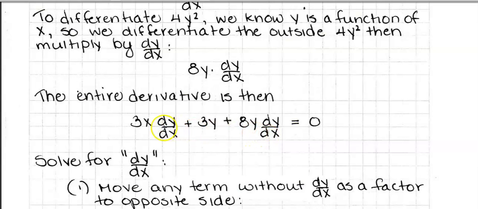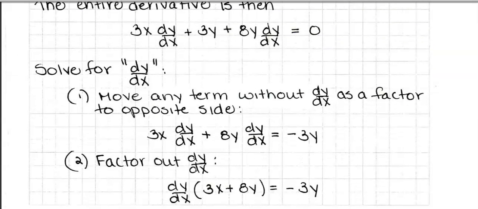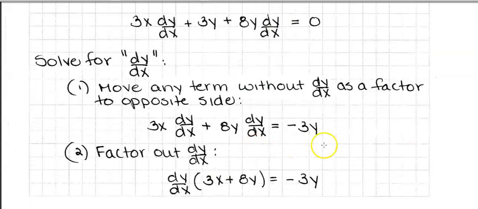The way to do that is to keep the terms with dy dx on one side of the equation and move any terms, such as this 3y, that don't have a dy dx in them over to the other side. So here is that 3y being subtracted from both sides, and it shows up on the right-hand side with a negative sign. Since all the terms on the left now have a dy dx as a factor, we're going to factor that out.